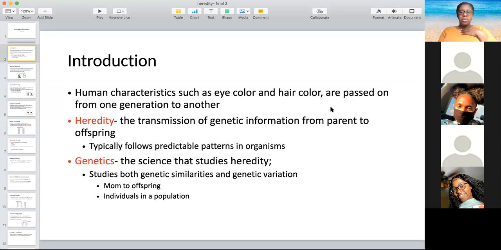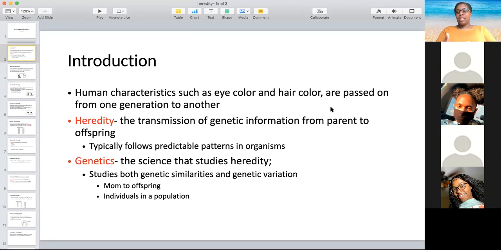So we won't go into a whole lot of the fine detail that you probably did see in your chapter, because you're going to take an entire course on genetics in another semester or so. But it is the science that studies heredity. And this is a very important branch of science because it allows us to study and understand why we are the way that we are. We're able to predict things. We're able to just see a lot of things.